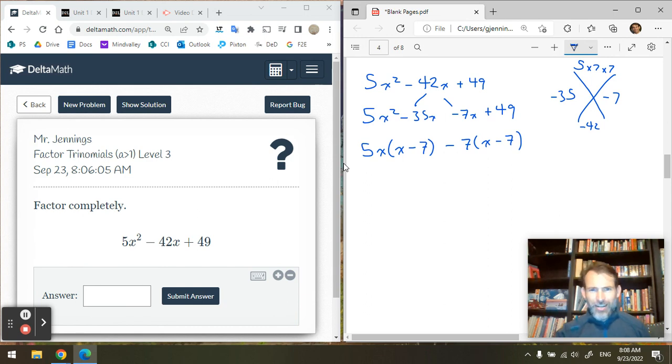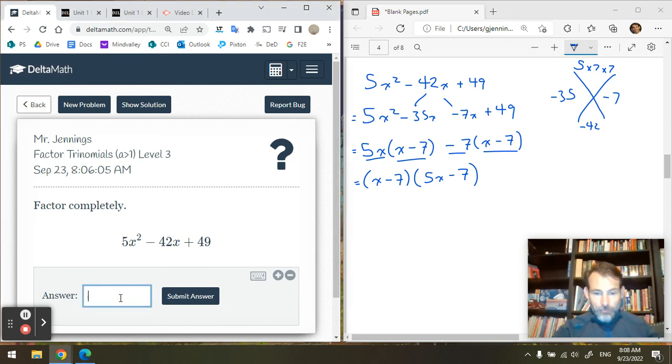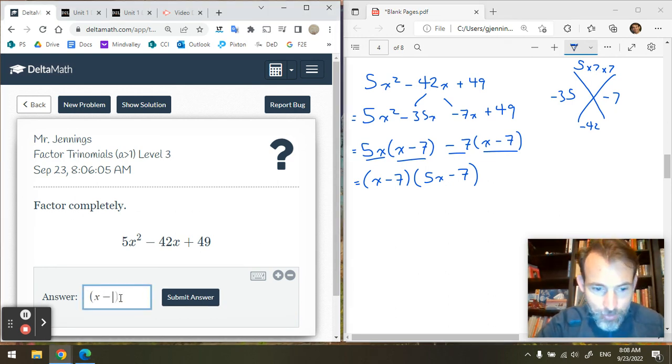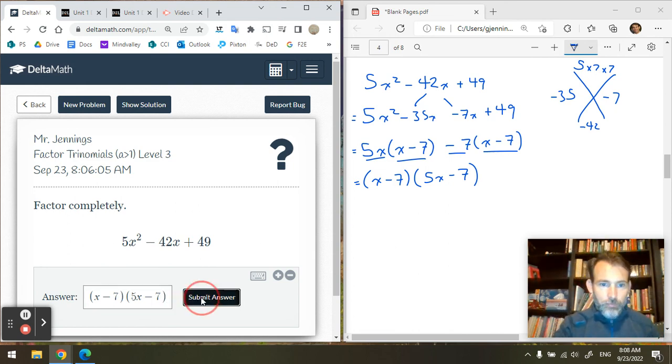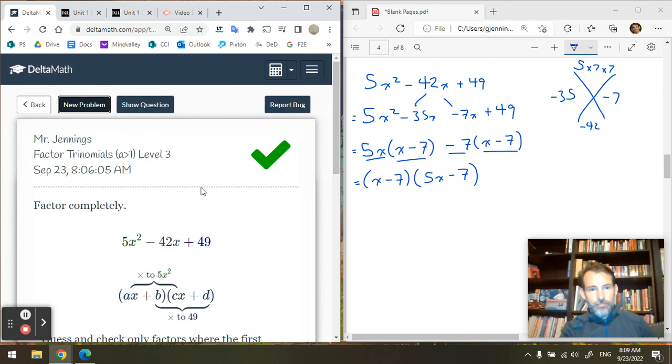I can have equal signs coming down the side of my work. That would be an improvement. Now I notice that my x minus 7 shows up in two places, so I can factor out x minus 7. And then we'd have 5x minus 7 left over. So it's x minus 7 multiplied by 5x minus 7 in the bracket. Yes, good.